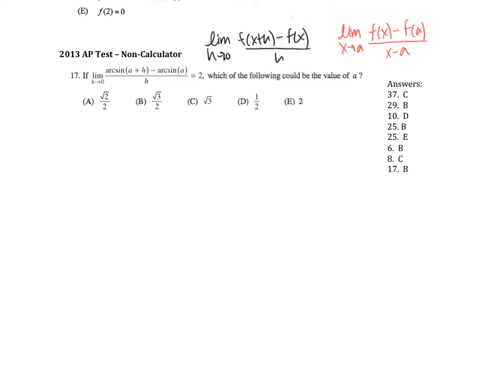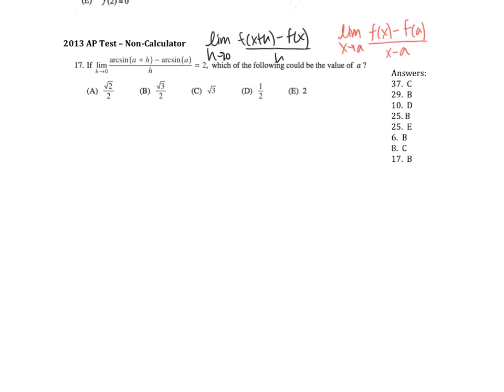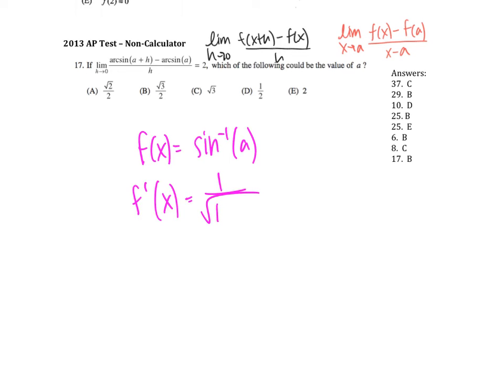Ooh, 17 goes back to derivatives of inverse trig functions. Whoa. So in this case, we know my function is inverse sine of a. And we've got to remind ourselves of the derivatives of inverse trig functions. The derivative of inverse sine is 1 over root 1 minus the angle squared, if you will. And in this case, it says which of the following could be a value of a. Well, what they told us is that the derivative is 2. So we found the derivative. We need to say, all right, for what value of a would this derivative be equal to 2?